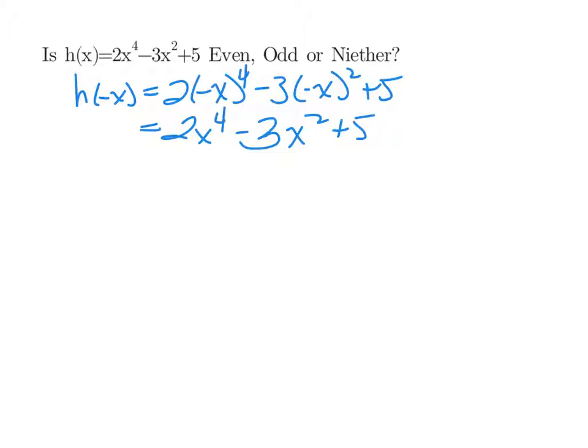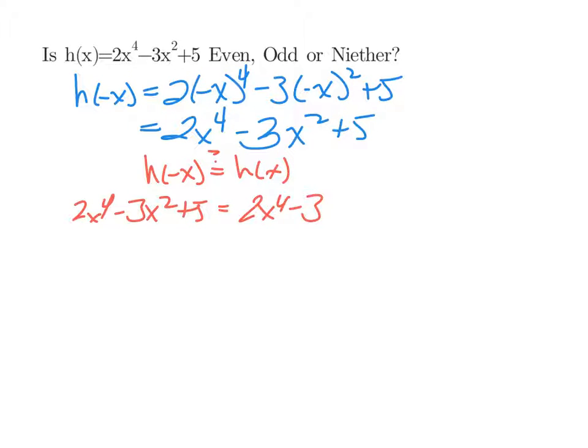To see if it's even, we have to compare it to the original function. What we want to see is, is h of negative x equal to h of x? Taking a look at it, my h of negative x was 2x to the fourth minus 3x squared plus 5, and my h of x was 2x to the fourth minus 3x squared plus 5. Since those two things are the same, that means that h is even. So that's how we tell if a function is even or odd.